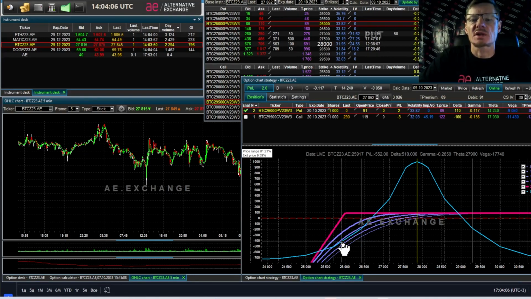25,800. The probability of reaching the exit price is 9%. The probability that the price will not fall below 25,800 is 91%. This means that the probability of getting a profit for this strategy is 91%.